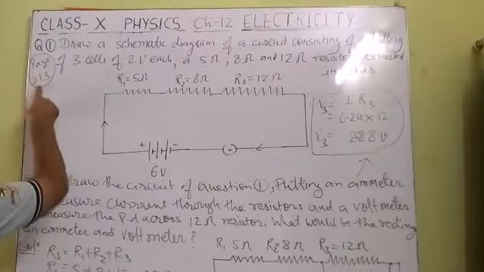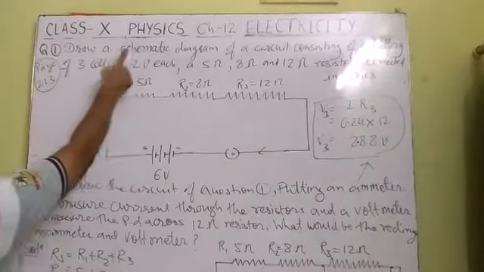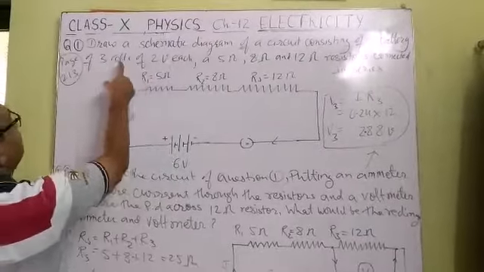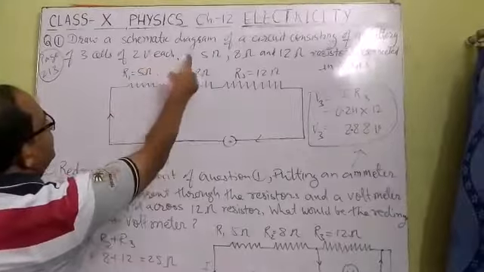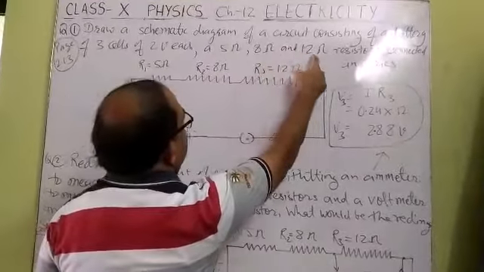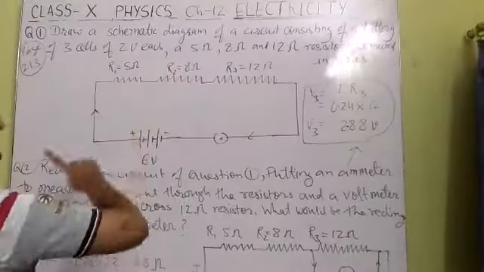Exercise at page 213, question number 1. Draw a schematic diagram of a circuit consisting of a battery of 3 cells of 2 volt each and 5 ohm, 8 ohm and 12 ohm resistors connected in series.